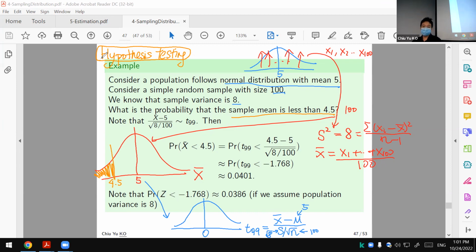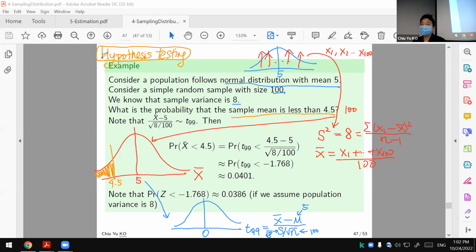You are a quality controller. You look at the product you are going to sell. Someone claims the active ingredient of a food product has a mean of 5 on average, under a normal distribution. Or you are an auditor. And the problem is, you collect a sample of 100, and it turns out the mean is actually 4.5.